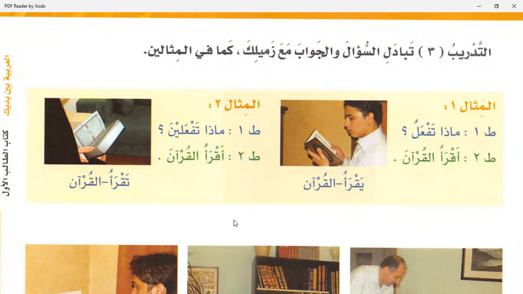Now I need two students. Raise your hand. Miss Amin Abdi Hassan, you are first student, and Miss Khatija, you are second student. Read the example. Assalamu alaikum. Wa alaikum assalam. Mada taf'alu? Aqra'u al-Quran.